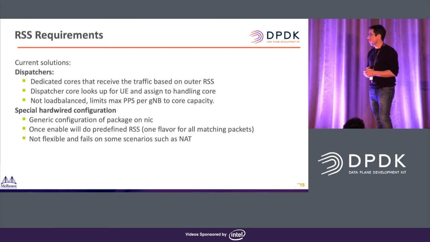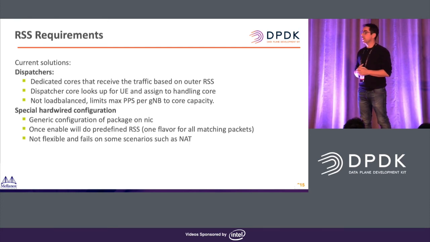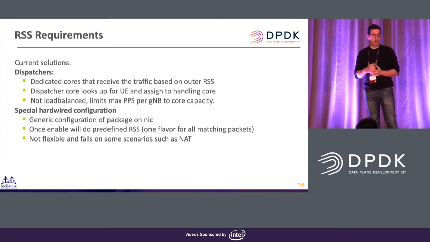Also, it limits the max number of PPS that you can do. If a cell can do 20 gig, in some cases you won't be able to handle it.